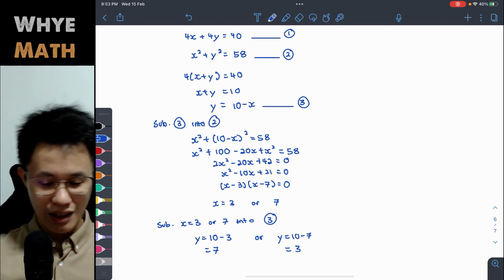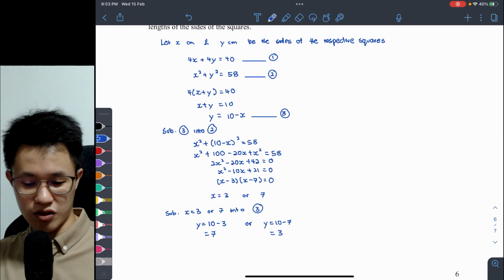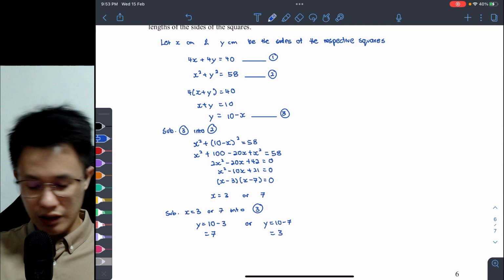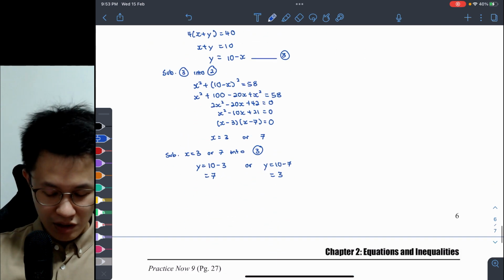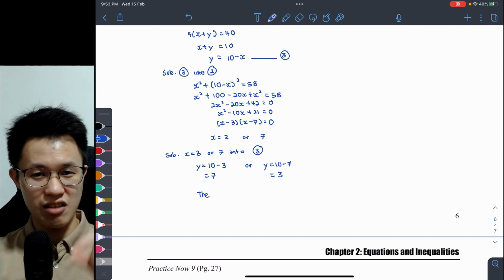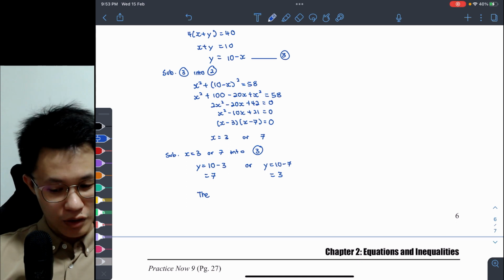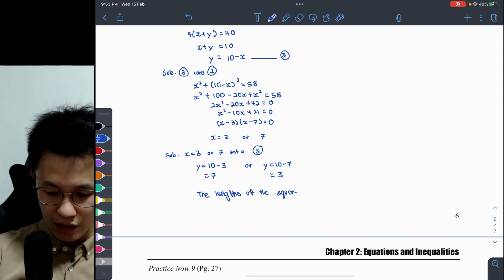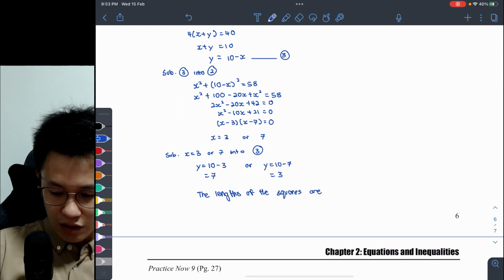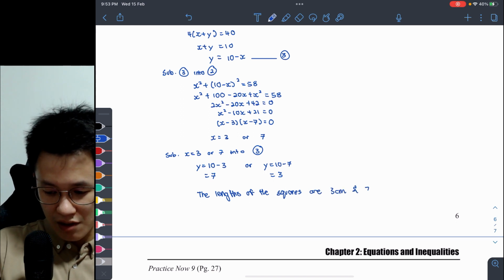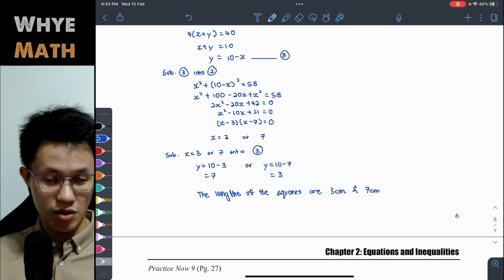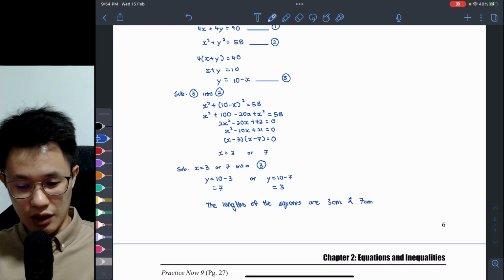So in fact they are interchangeable. If x equals 3, y equals 7. If y equals 3, x equals 7. They are essentially the same thing. Since this is a real world problem question, you are not rejecting the answer. What you're doing is just saying that the lengths of the squares are 3 cm and 7 cm, because x and y are interchangeable in the context of this question.